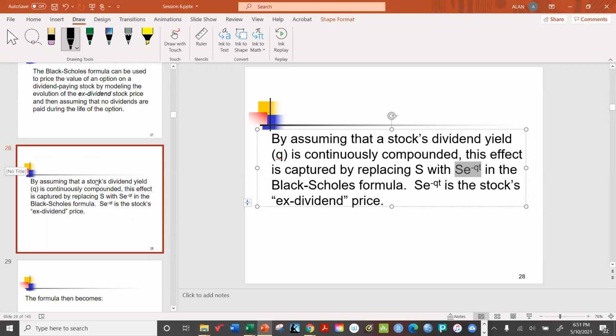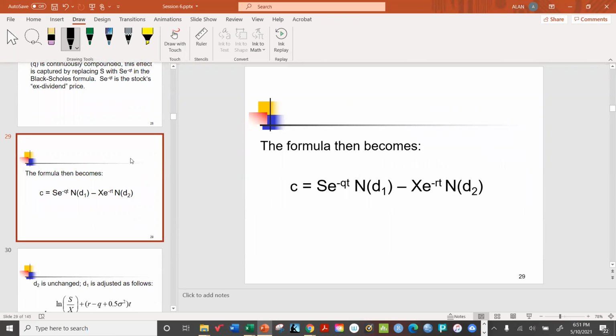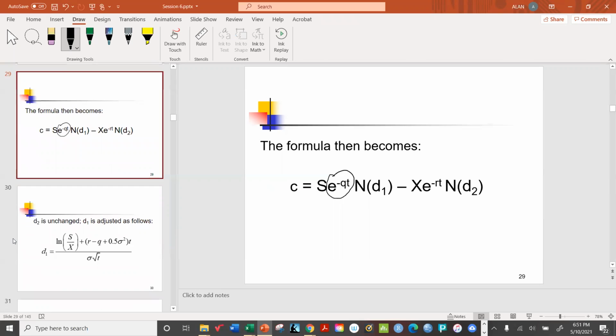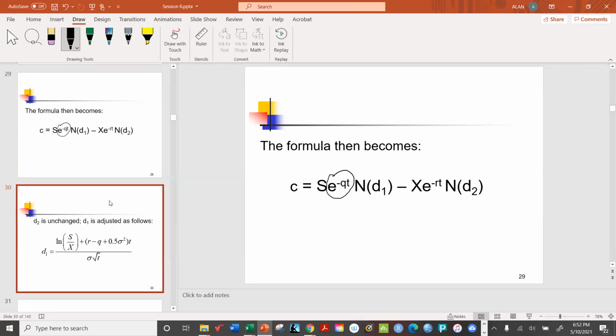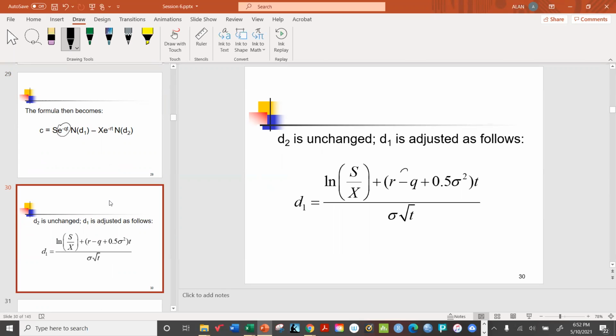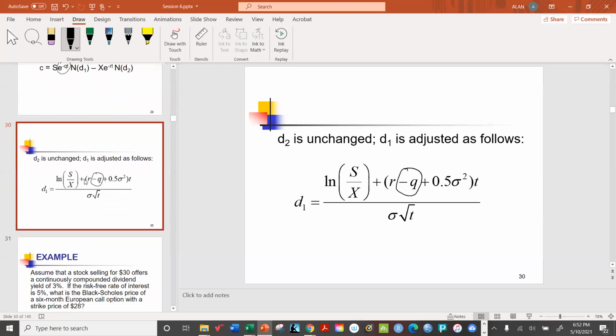So then the formula is only slightly different, and I mean only slightly different. For example, here's one difference. Okay, not much of a difference. And then the next difference will show up in d1. And this is where you notice the difference. Okay, so that's it. Can you believe it? There's only two differences. But they're important differences. Of course they are. And Merton was the one who came up with these ideas.